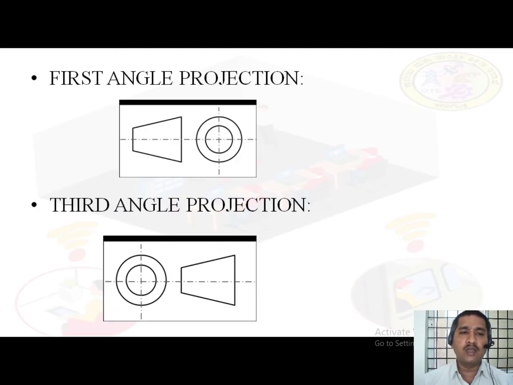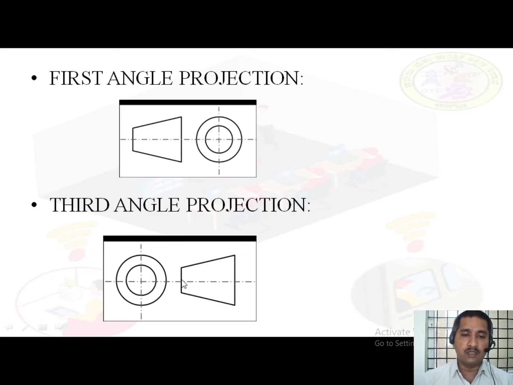Generally, there are two ways of drawing in orthographic projection. See this picture. It is the symbol for representing the first angle projection. In first angle projection, the object is placed in the first quadrant. The object is positioned in front of the vertical plane and on top of the horizontal plane. First angle projection is widely used in India and European countries.